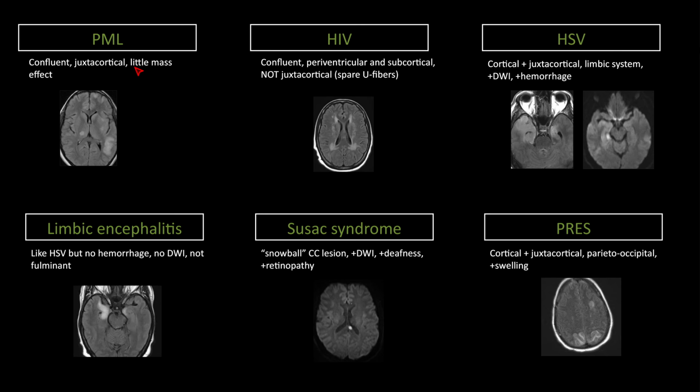So we talked about PML, and the imaging features to know about PML are these confluent white matter hyperintensities that involve the U fibers, that are going to be juxtacortical, and they will have little mass effect compared to their size, as you can see here.